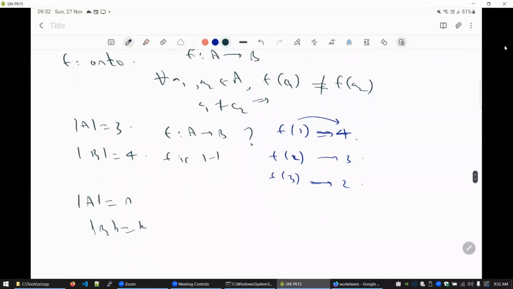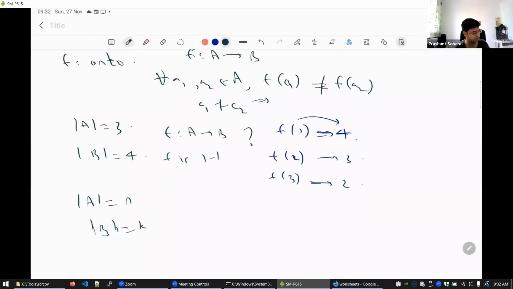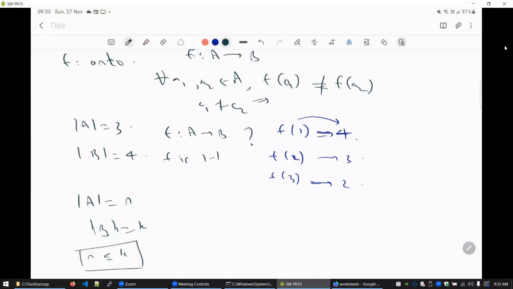Since it's injective, we have a condition that every element in A would map to a different element in B. So the number of elements in A has to be less than or equal to the number of elements in B. So n less than or equal to k is a requirement. Otherwise, such a function cannot exist. Then the total number of possibilities will be k factorial, because the first one will have k choices, the second one would have k minus 1, and so on.